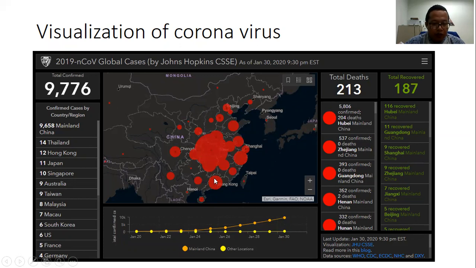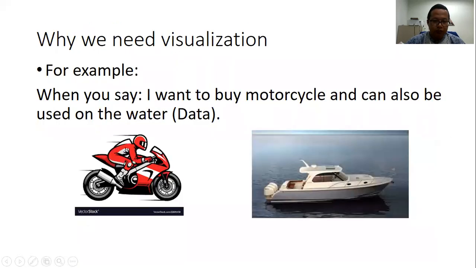So based on this visualization, before converting into an image, it consists of data, some data. For example, like this. This is a kind of data.